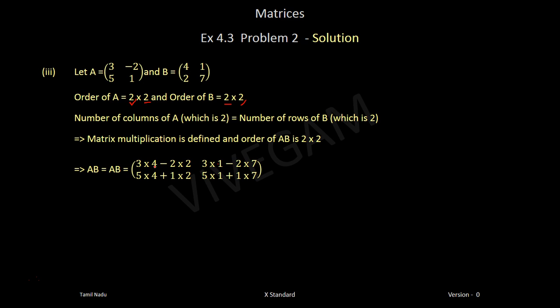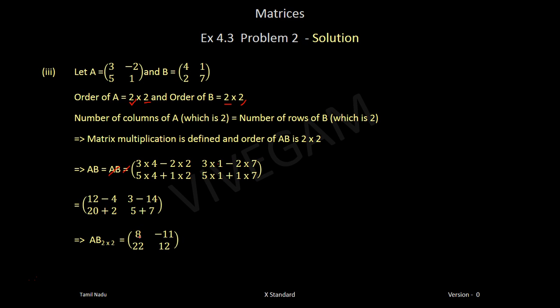Now you simplify all these things. Okay, it's also a copying mistake, please ignore those things. So 3 4s are 12, and 2 2s are 4, so 12 minus 4 is 8. This is 3 minus 14, right? This is 20 plus 2, and this is 5 plus 7. Now you simplify all these things, you'll get 8 and minus 11, 20 plus 2 is 22, and 5 plus 7 is 12.